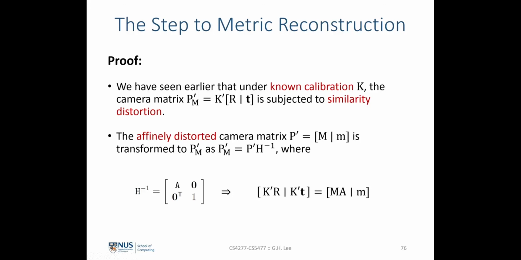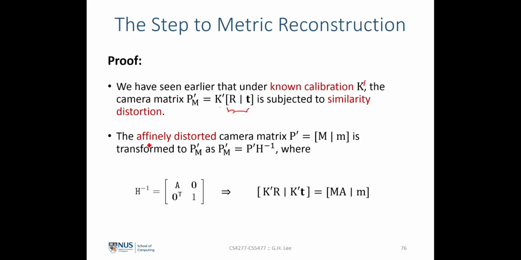And we have seen earlier on that under known camera calibration, the camera projection matrix in the second view, P prime over here, is simply equal to the camera intrinsics K prime multiplied by the extrinsics represented by a rotation and a translation. And this is subjected to similarity distortion, which we have seen earlier on.